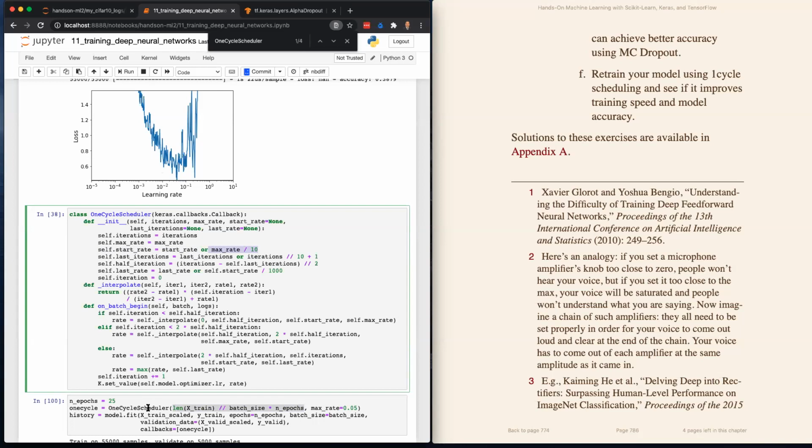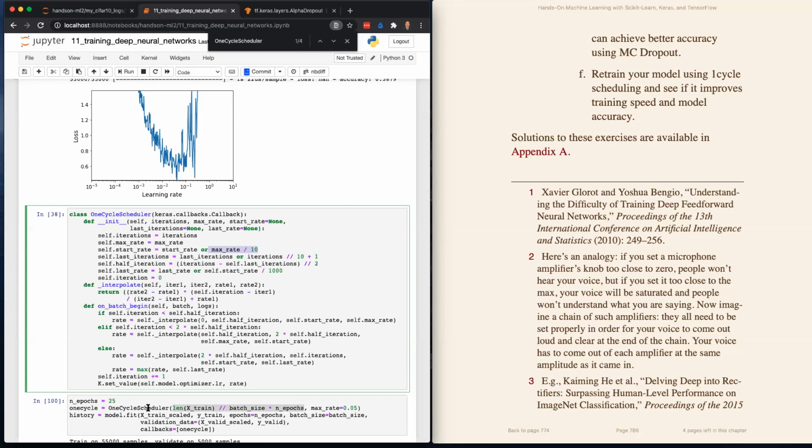The length of X train divided by batch size will give you the number of batches in one epoch, right? And then you multiply that by the number of epochs, and you get the total number of batches in your entire training process. So that's the number of iterations. If you see the init function, the first argument is iterations. That tells you how many times you have to modify your learning rate. And the max rate is what we got from the graph.